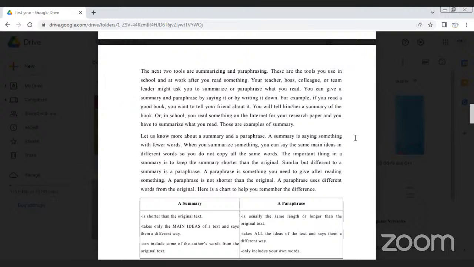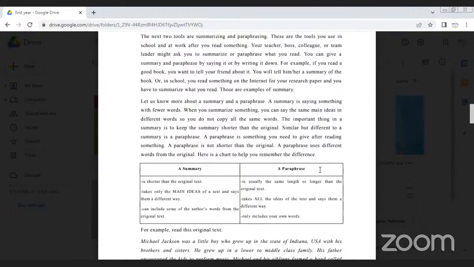For example, if you read a good book, you want to tell your friend about it. You will tell him or her a summary of the book. Or in school, you read something on the internet for your research paper and you have to summarize what you read. Those are examples of summary writing. Let us know more about a summary and a paraphrase.